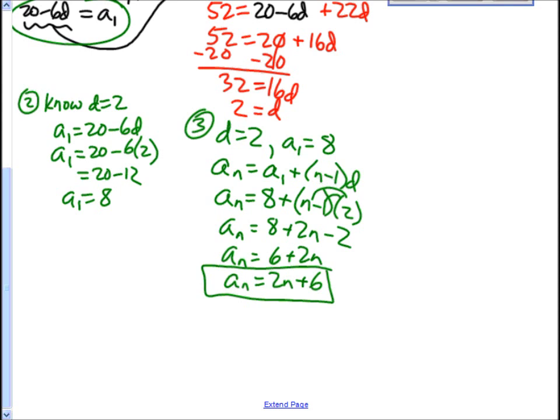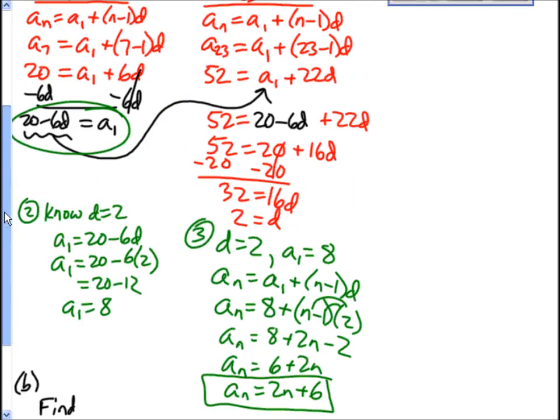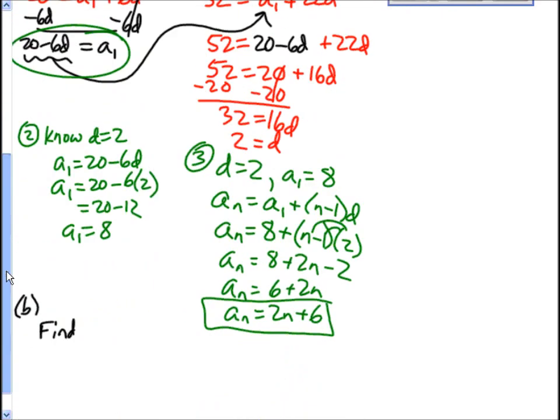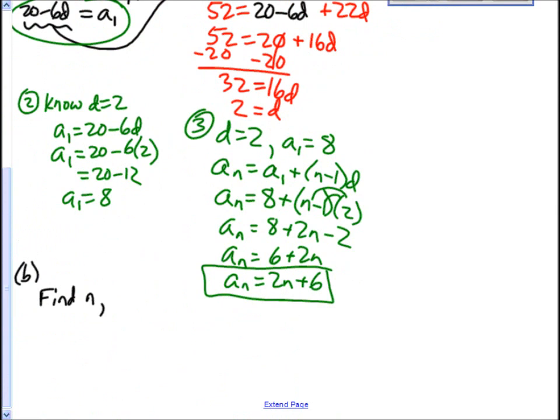So last step here, this is part B, find the n for which a sub n equals 44. Find n such that a_n equals 44. So as you might expect, we're going to use our rule here. And we know a_n is 44. Whatever term that is, it ends up being 44. We just need to find the n for it.